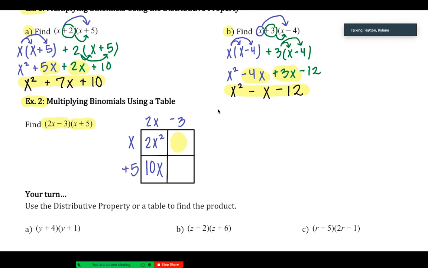And then in the upper right, we're going to multiply negative 3 times x because that's where they overlap. So negative 3 times x is negative 3x. And then in the bottom right, we're going to multiply negative 3 times 5 because that's where they overlap. So negative 3 times positive 5 would leave you with negative 15.